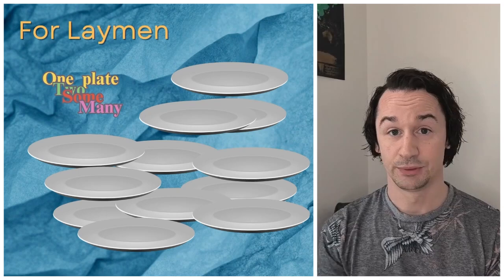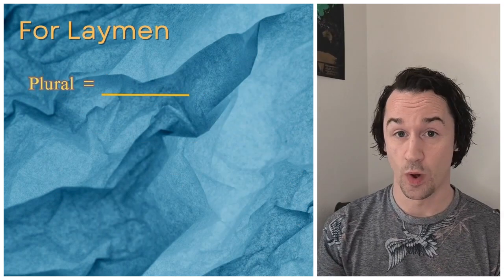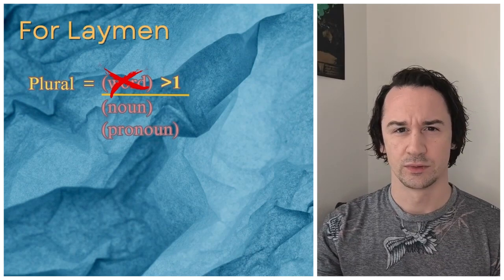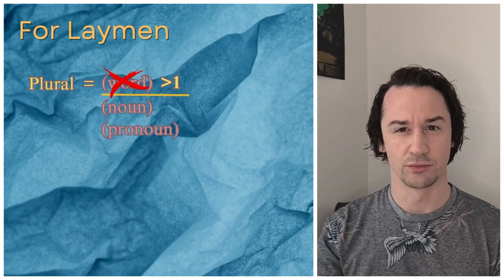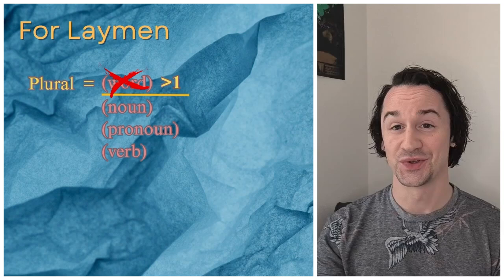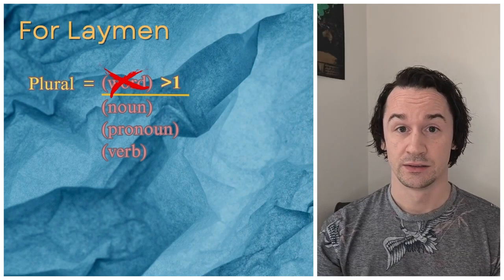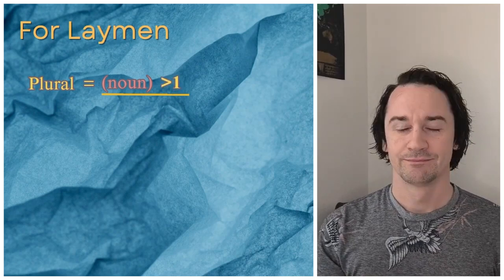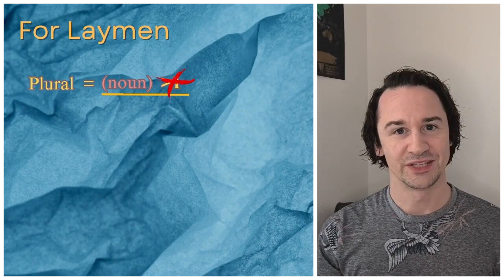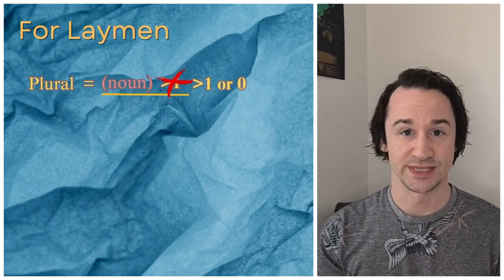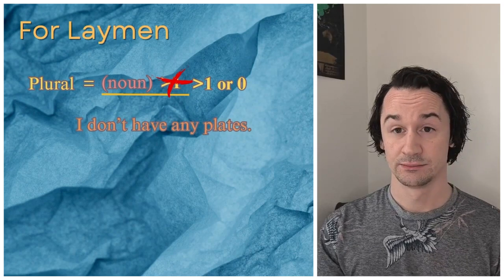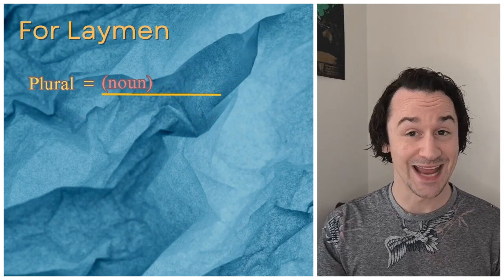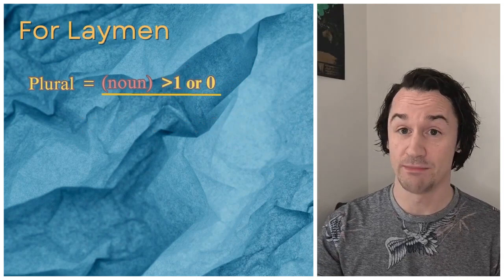For the layman, plural refers to any English word that numbers more than one. Actually, it's not any word, it's only nouns and pronouns. Or even verbs, if you count, wink, conjugations, which have to agree in number. But let's focus on nouns. So plural in English refers to any noun that numbers more than one. Actually, that's not true. English speakers also pluralize zero. For example, I don't have any plates. Plates is plural, even though there are zero of them. So English plural refers to any noun that numbers more than one or less than one, but not one.